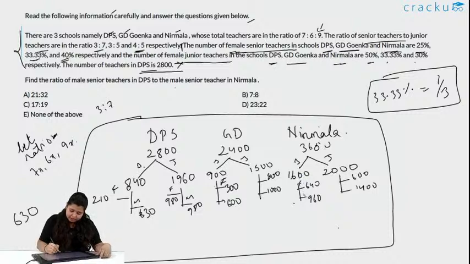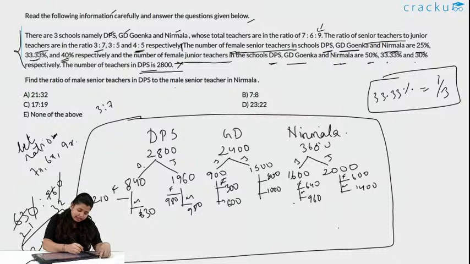this is female and this is male. Male is 960, the zeros are gone. This is 3 1 ja 3 2 ja, 3 3 ja 3 2 ja. So, 21 is to 32. Are we getting this? Yes, option A is the correct answer here.